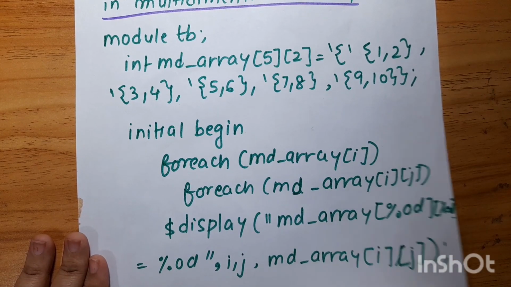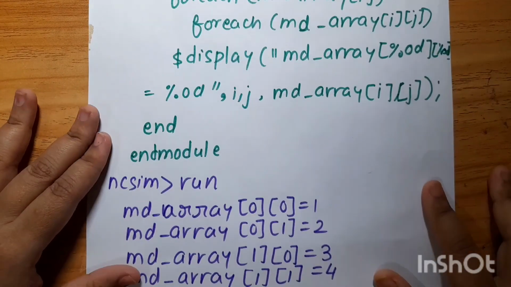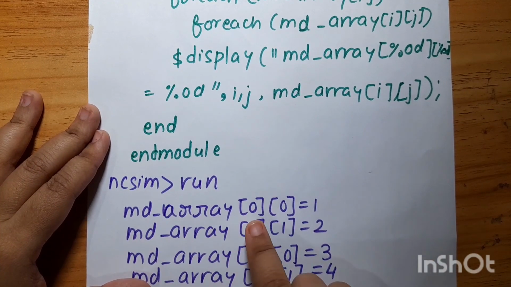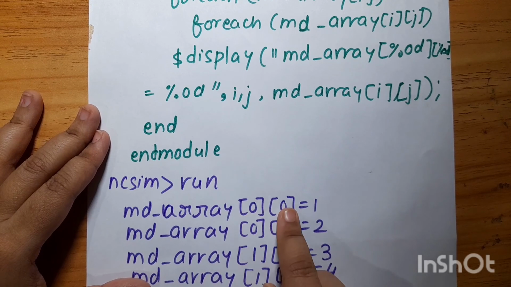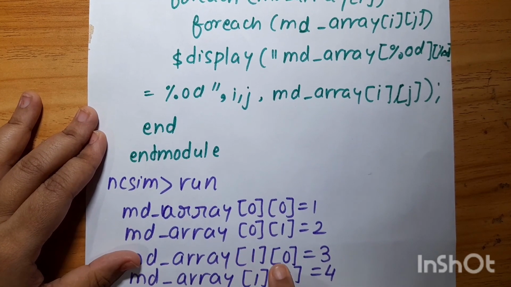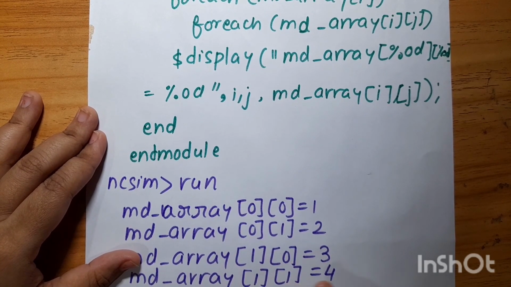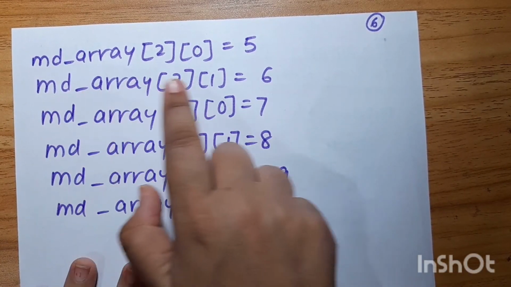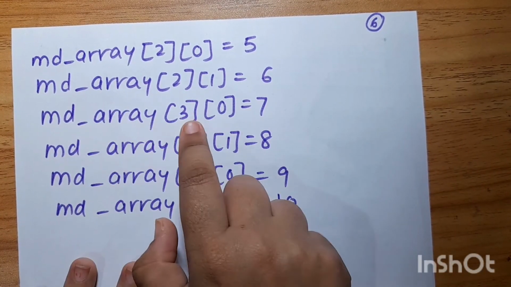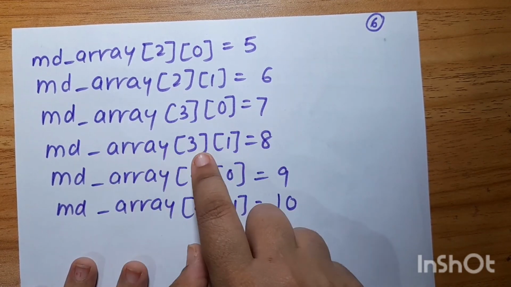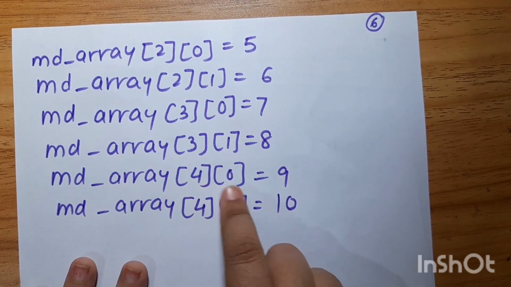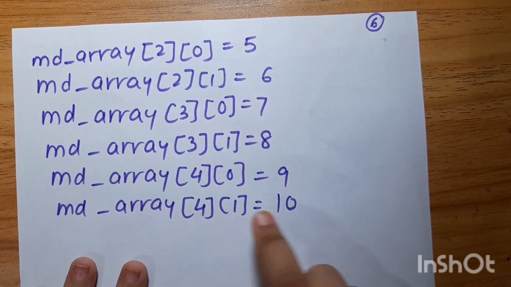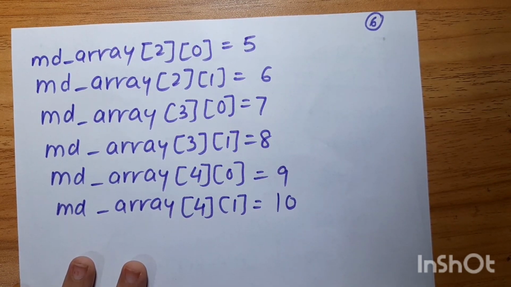Okay, when you run it, what will you get? You see, MD array 0 0 is 1, MD array 0 1 is 2, then 1 0 is 3, MD array 1 1 is 4, MD array 2 0 is 5, MD array 2 1 is 6, MD array 3 0 is 7, MD array 3 1 is 8, MD array 4 0 is 9, MD array 4 1 is 10. Okay, so I hope this foreach loop is clear to you.